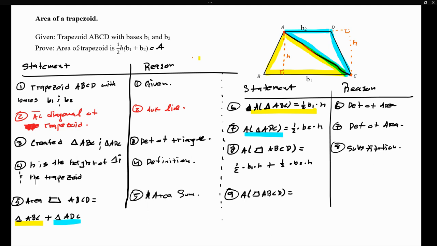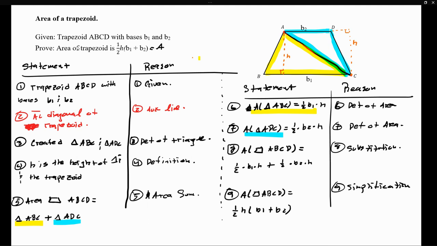But now coming back to what I was trying to say, I notice that both expressions have a 1/2 of h in common. So I can factor it out. If I factor out 1/2 h, what is remaining in the first expression? It's B1. And in the second expression? It's B2. And notice that this is exactly what we were trying to say. The area of the trapezoid is 1/2 times h times the first base plus the second base, which is exactly what we have just proved here.